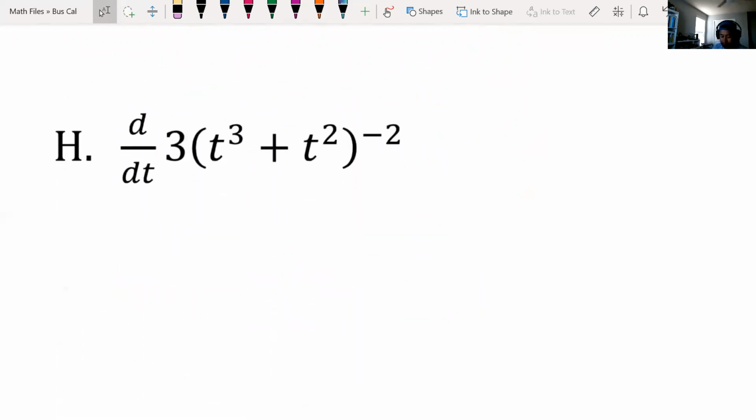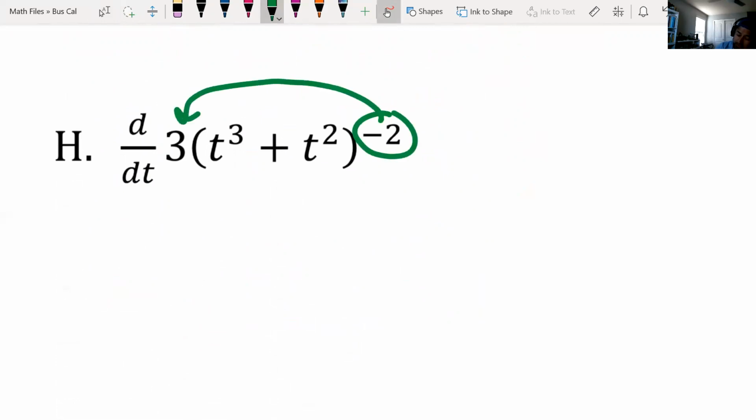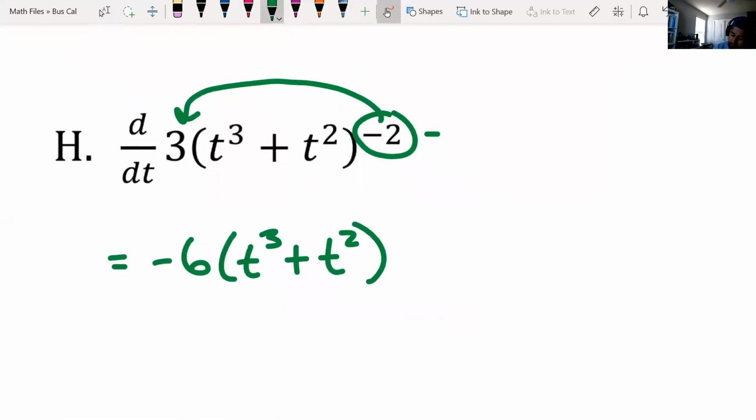All right. Same thing here. d over dt of 3 times t cubed plus t squared to the negative 2. So chain rule derivative. This negative 2 comes down and multiplies the 3. So we are going to get negative 6 times t cubed plus t squared, take that 1 away, to the negative 3. There's the derivative of the outside.